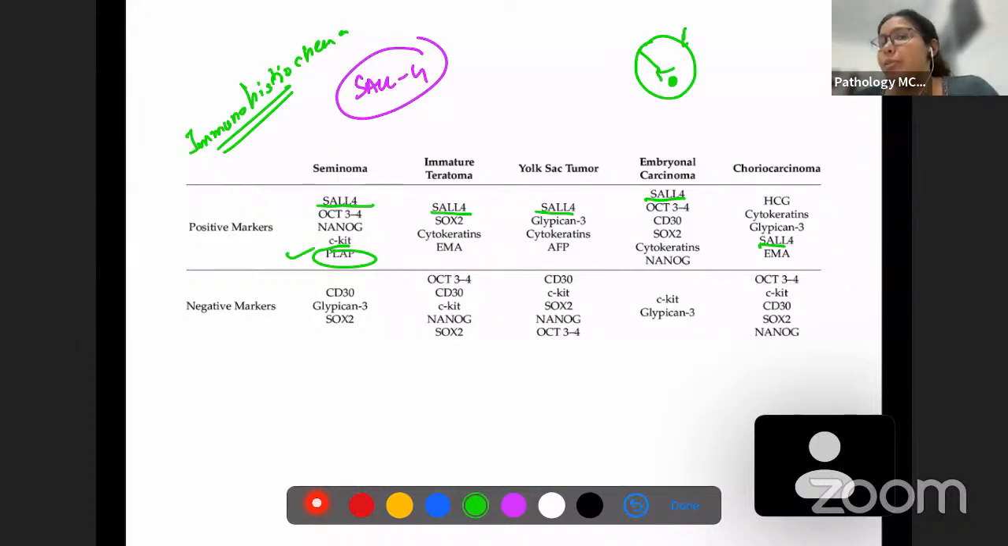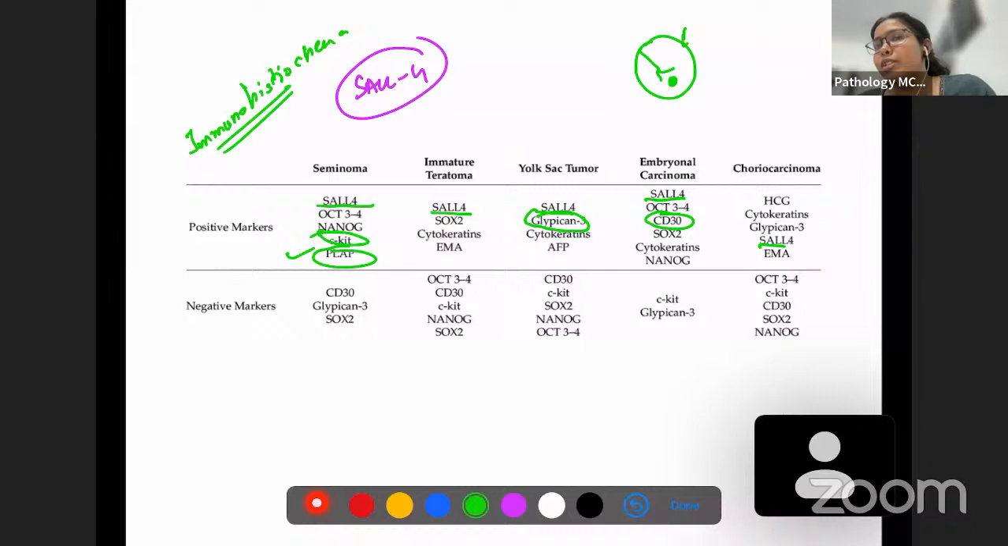PLAP is a unique marker which is positive in seminoma. Also remember CKIT is positive in seminoma. Similarly, yolk sac tumor is positive for glypican 3, and embryonal carcinoma is positive for CD30. You don't have to remember all these markers, just one marker for each, so that if you get a case, you can identify which marker it is. Maybe they will give you a serum marker or an immunohistochemistry marker. So just remember a single marker.